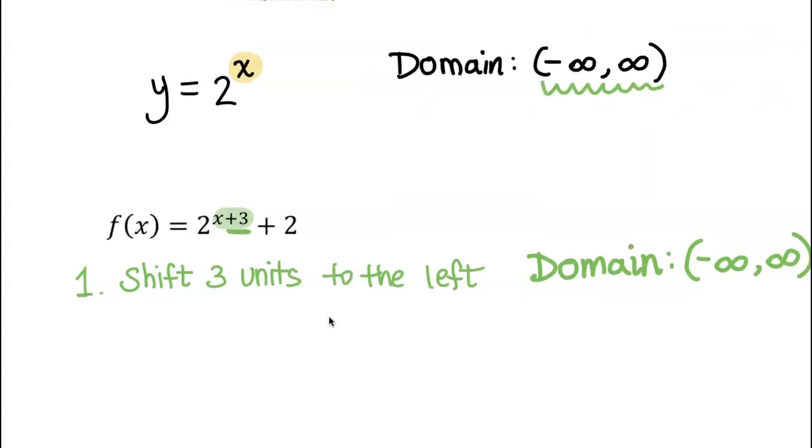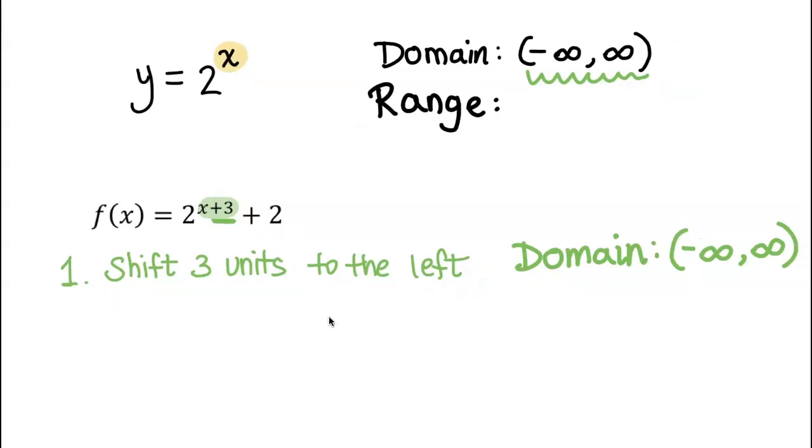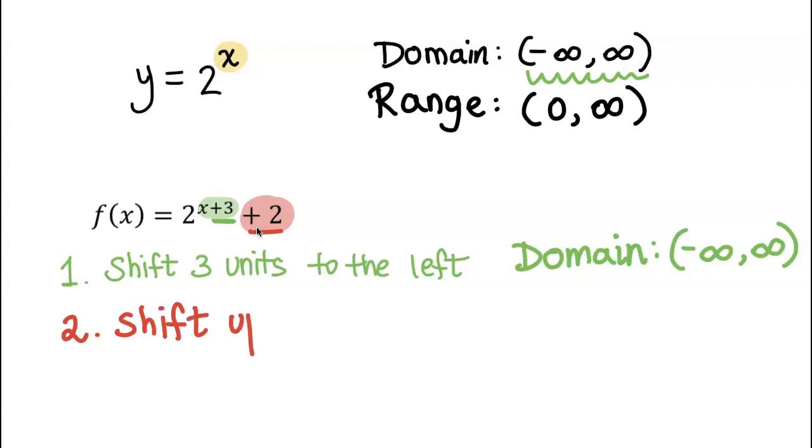Now, we do need to talk about the range though. I'll tell you that the range of this basic function that doesn't have any vertical translation is just from 0 to infinity. We will not be able to have a y value that is smaller than 0 or equal to 0. But look at the function that we need to graph. What will this adding 2 do to the graph? Thinking about those transformation rules, this adding 2 will shift the graph up 2 units.